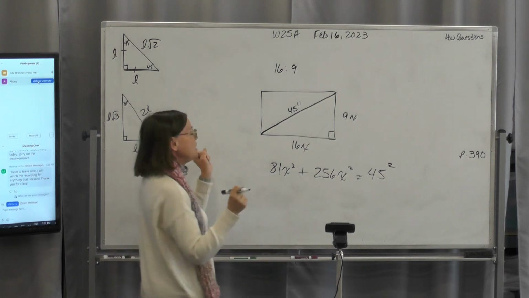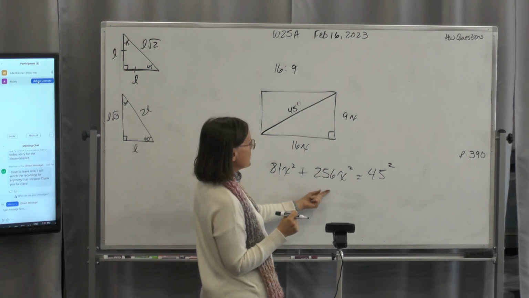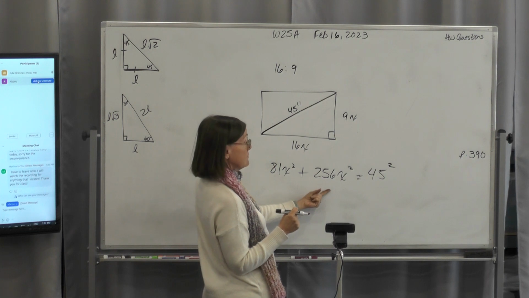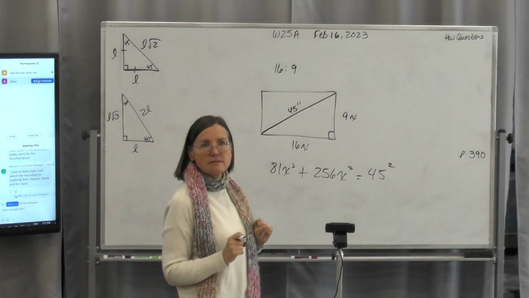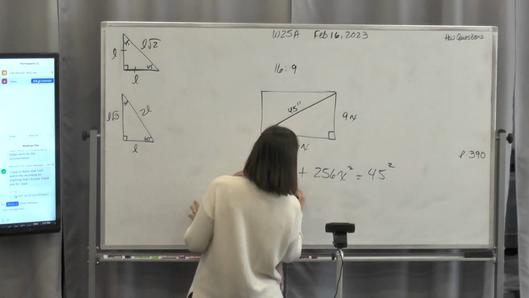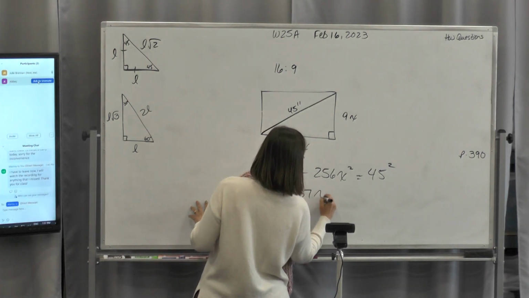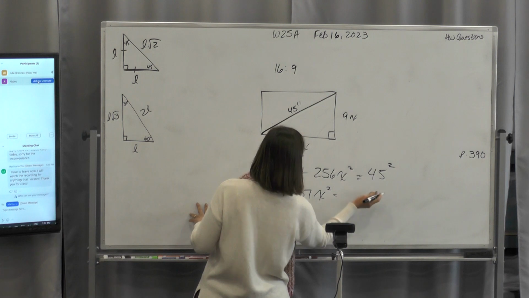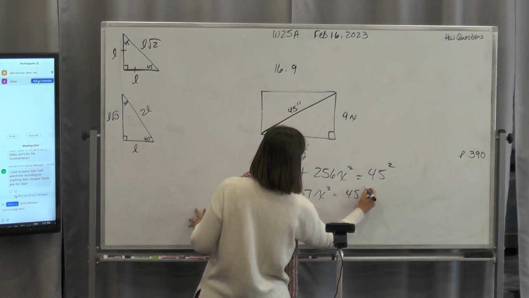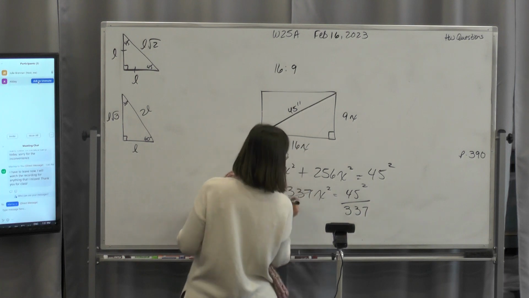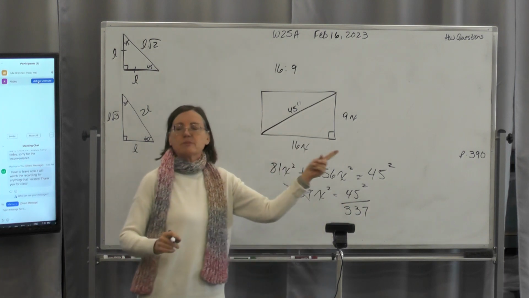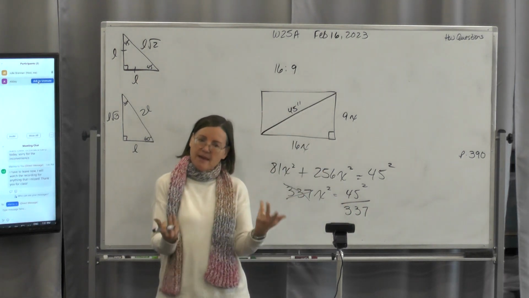Wishful thinking. Anyway, I could combine these, 81 and 256, to get 337. So I'm going to get 337x squared is equal to 45 squared. Divide that by 337 and take the square root, and I'm going to get the x.